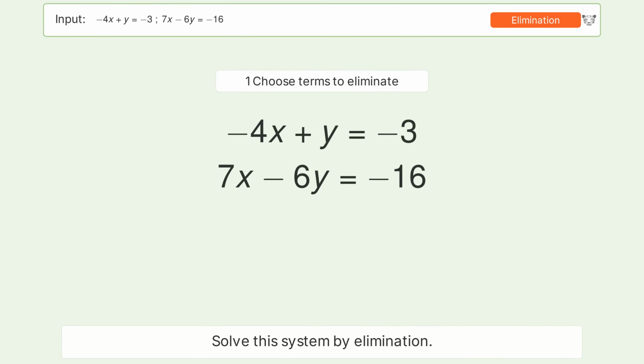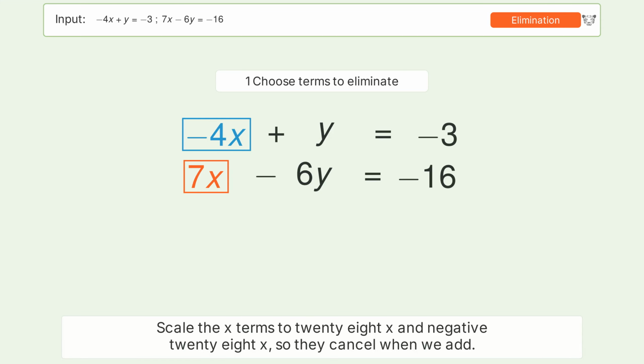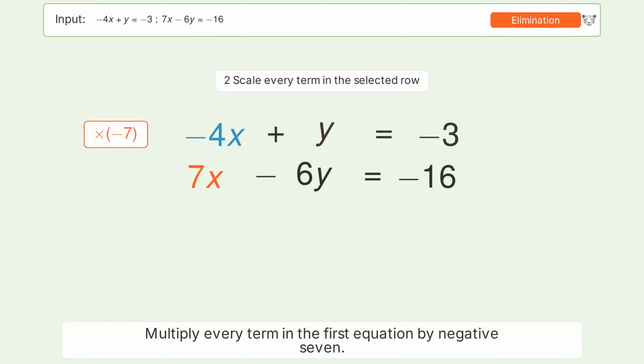Solve this system by elimination. Scale the x terms to 28x and negative 28x, so they cancel when we add. Multiply every term in the first equation by negative 7.